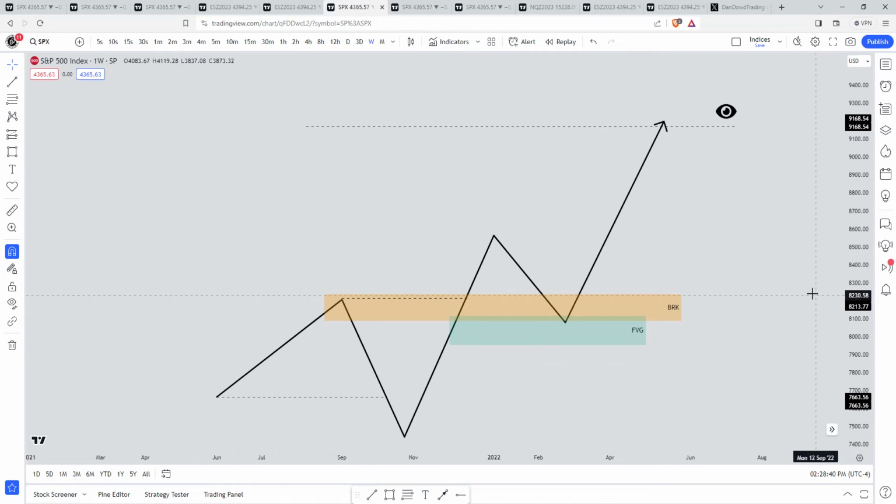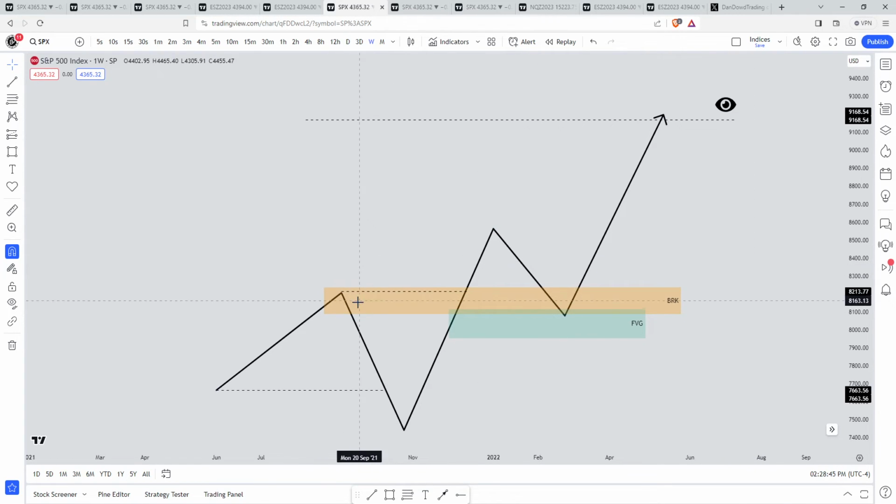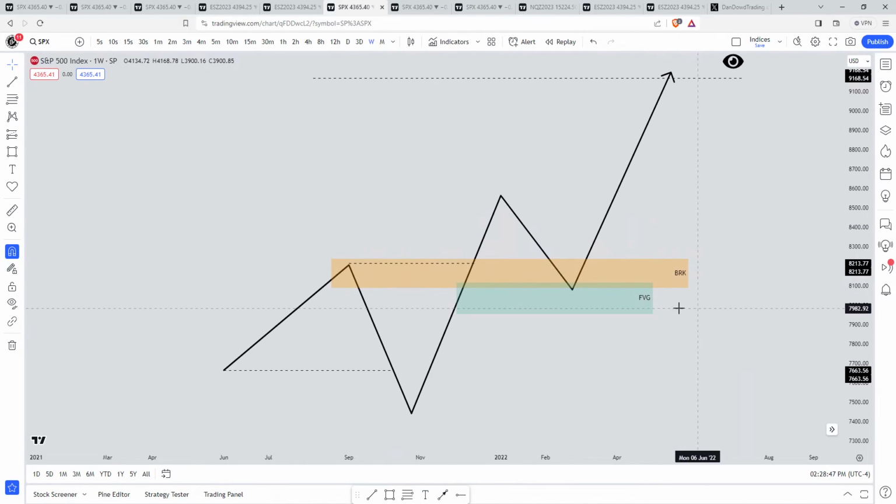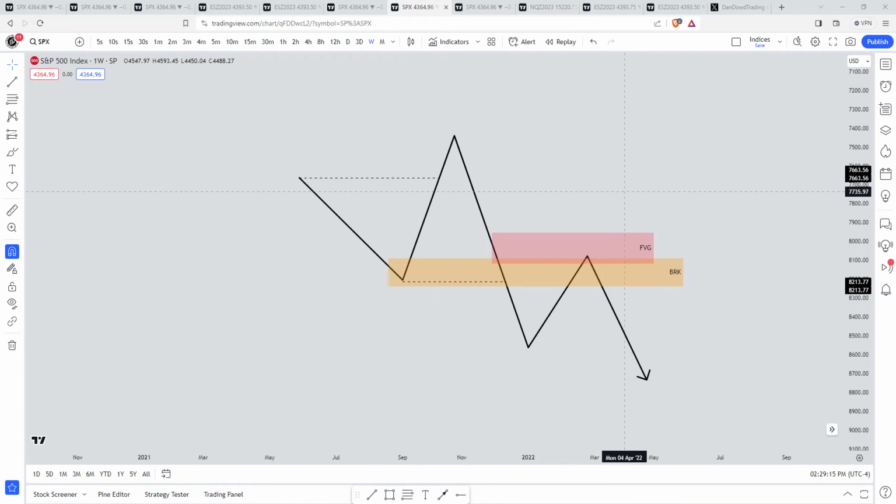So I think the easiest way to find this is pretty much to just identify a breaker block. And once you identify a breaker block, just see if there is a fair value gap overlapping that breaker block. Here's a bearish unicorn model.